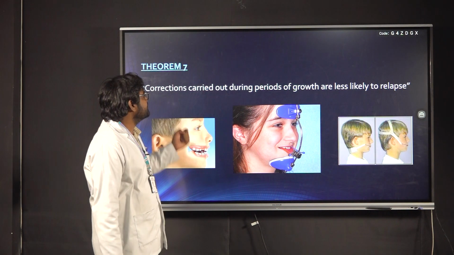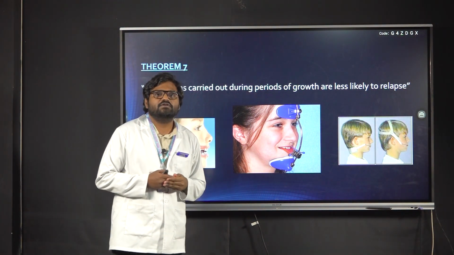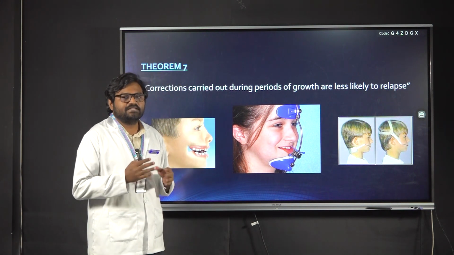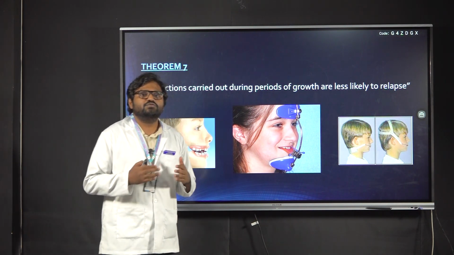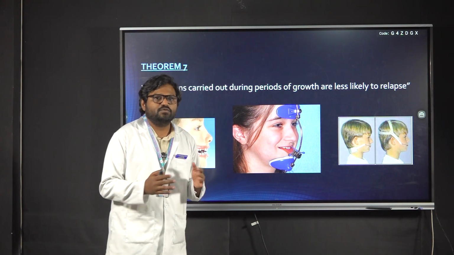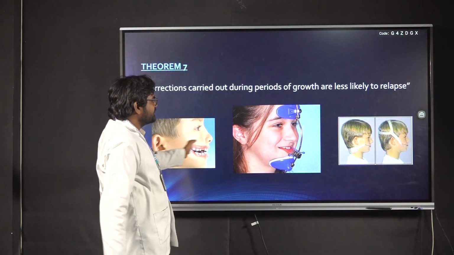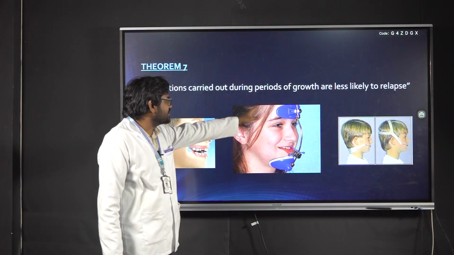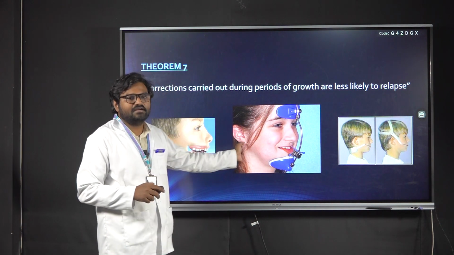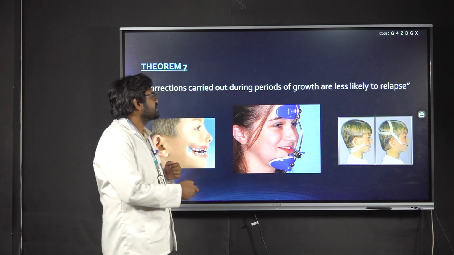And next is theorem 7, where corrections that are carried out during the periods of growth are likely to relapse. Yes, whenever you're trying to treat a skeletal malocclusion, especially using growth modification procedures, they are the best line of treatment, because you're trying to do the treatment during the growth, which is helpful, and you're trying to maintain it till the growth is completed. So they're most likely to relapse. So in these pictures, they have shown various growth modification procedures using a reverse pull headgear or face mask, chin cup, headgear and all. So basically these are your orthopedic appliances. So basically it's your growth modification procedures which take place.